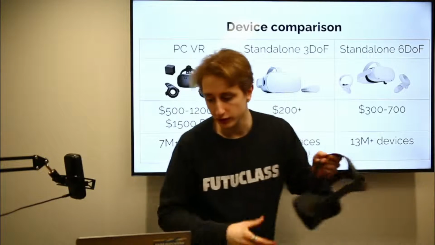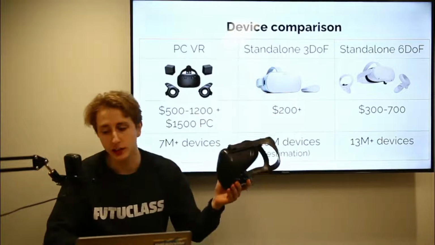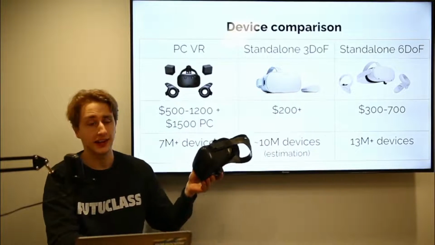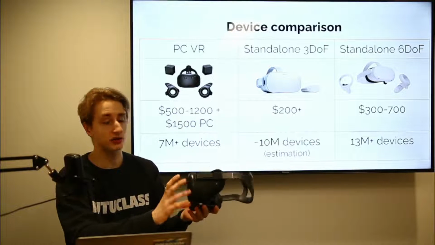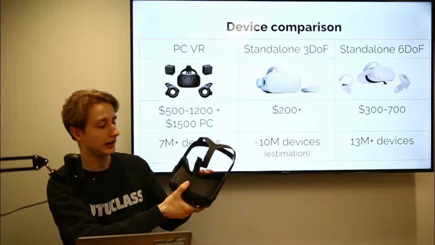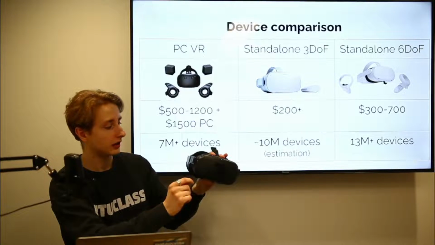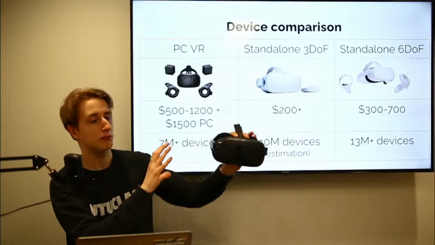And now this is the third device. I've got a standalone 6 degrees of freedom headset. It's a bit bigger, but not very much. Newer ones are even smaller. And what differentiates these two is that this can move around in the space.